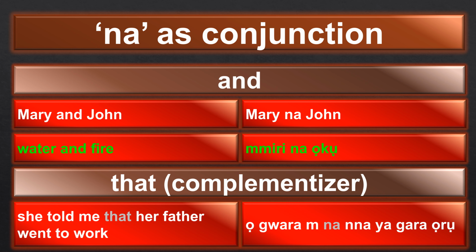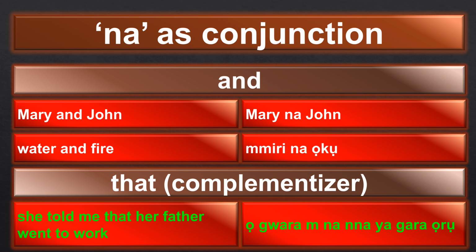When used as conjunction, na could also be a complementizer. When na is a complementizer in Igbo, it means that. For example, she told me that her father went to work. Ọ gwara m na nna ya gara ọrụ.